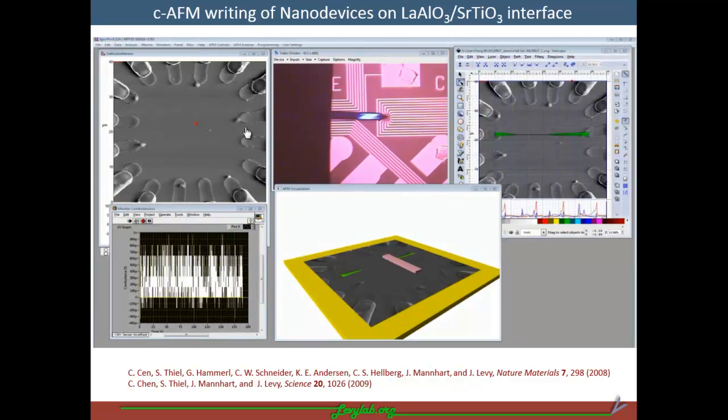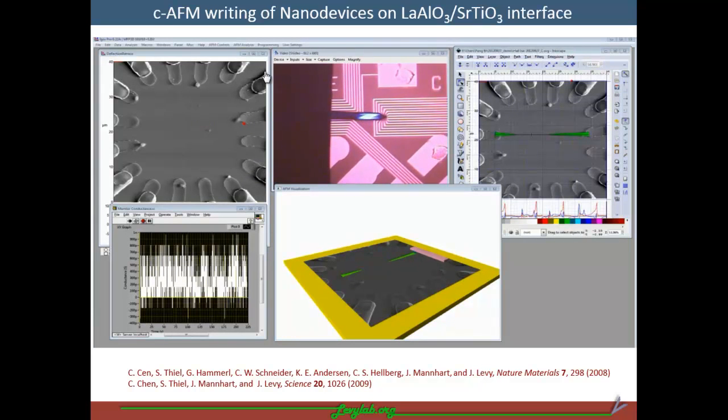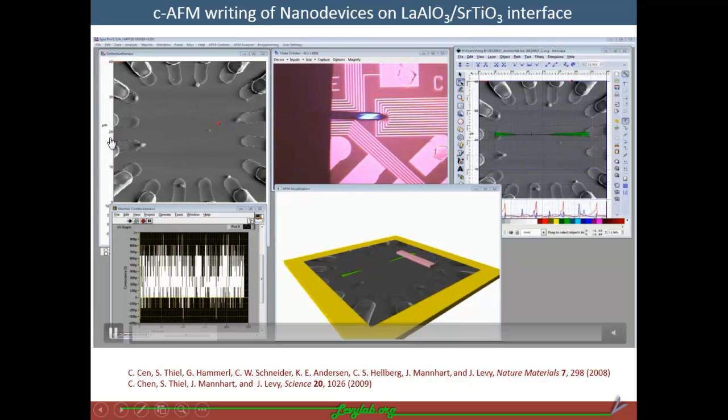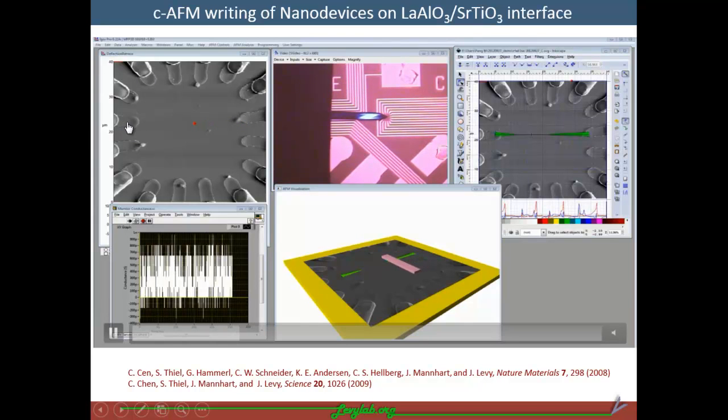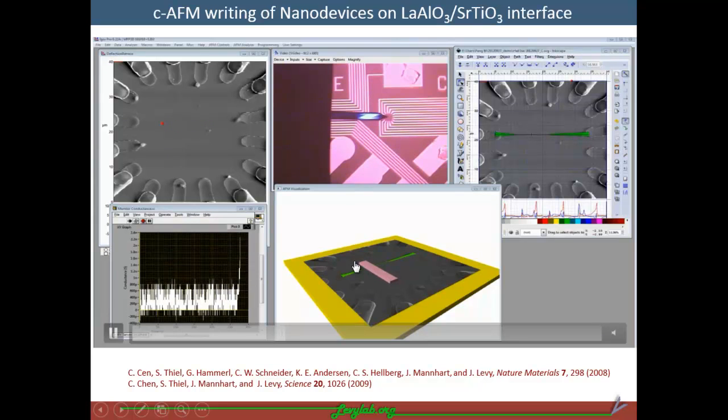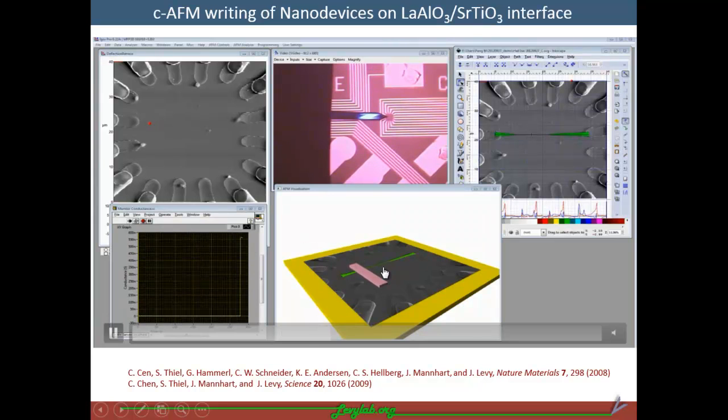So I'm gonna play a video here showing how we made our device. Basically, we write the nanostructures along the interface connected to electrodes in a specific geometry, as is shown here, and the positive voltage to the tip basically creates conducting paths, and negative voltage locally erases the conducting lines or creates insulating regimes.